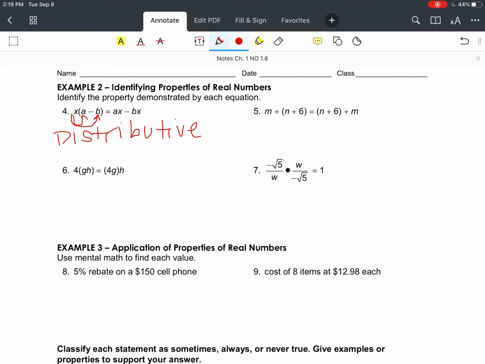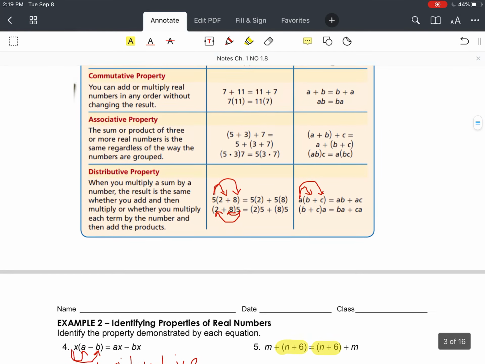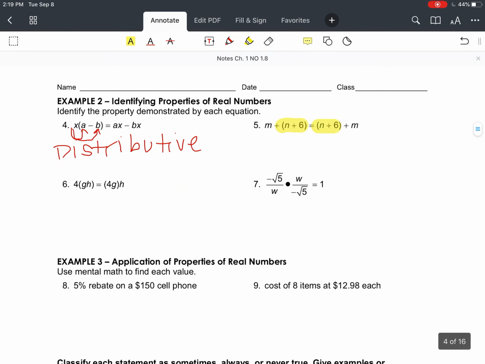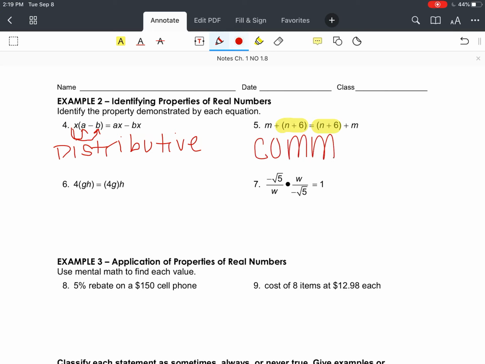Now, number 5, let's look. I see that parentheses are potentially being moved, but I do notice that the parentheses are both n plus 6. So it's not that the parentheses moved around numbers, it's just that the numbers moved out of order. Changing up the order, if you remember, that's the commutative property. And this is addition, so it would be the commutative property of addition.